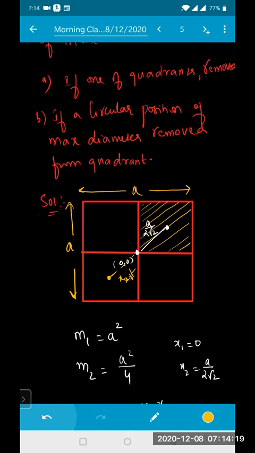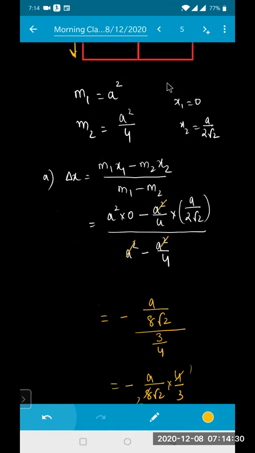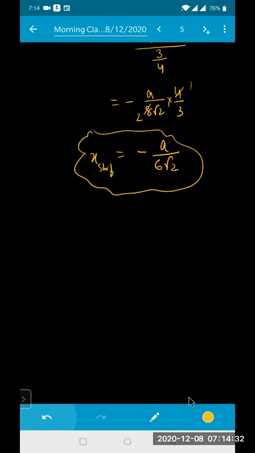That is the relation. Second one: if a circular portion of maximum diameter is removed from the quadrant, I am now removing the circular portion from the quadrant. So number B.